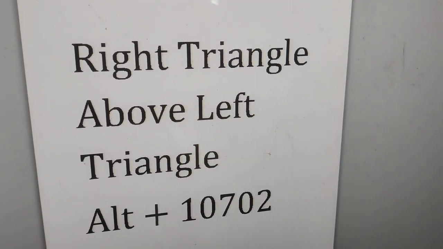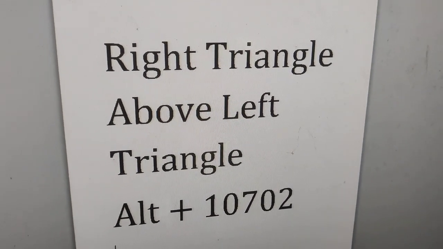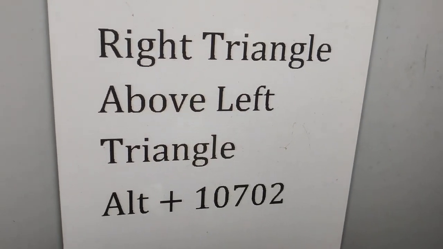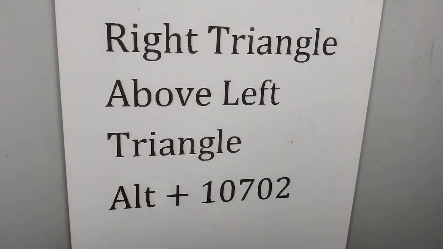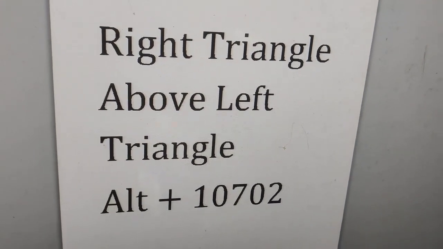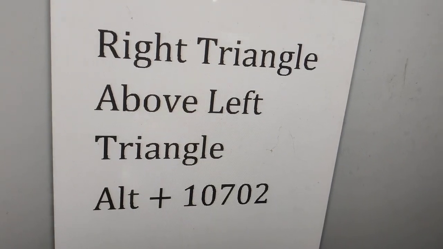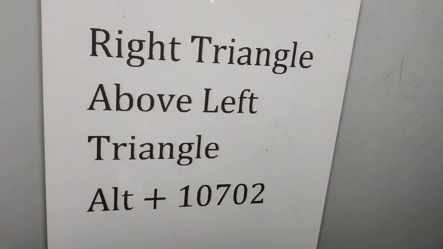So I opened Microsoft Word on my Windows computer, and in this video we are going to show you how to create a symbol, that is a right triangle above left triangle, using a keyboard shortcut. For doing this, the keyboard shortcut we use is Alt+10702 for creating this symbol.